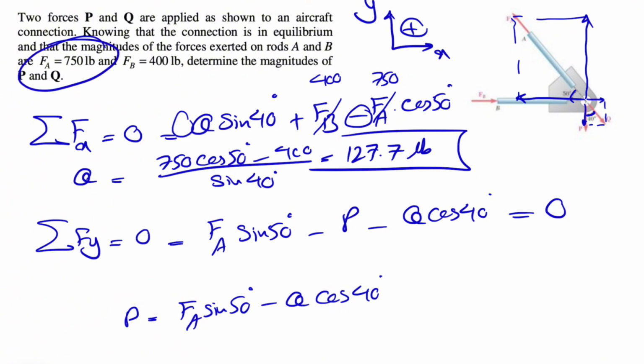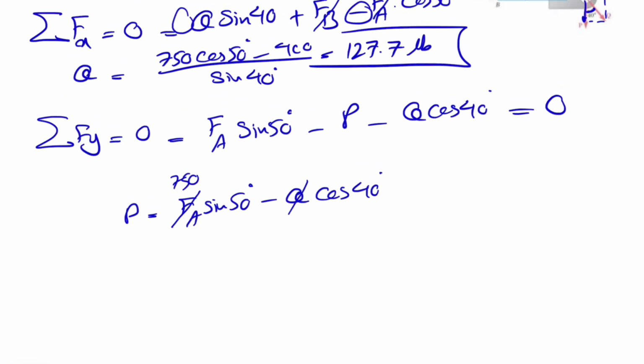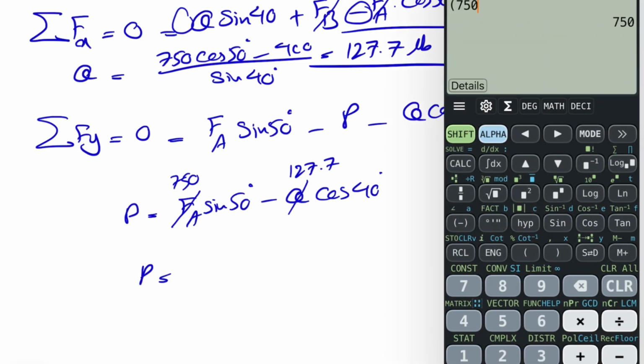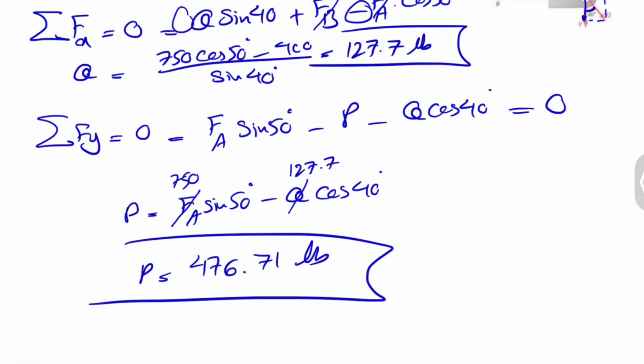So FA from the question is 750, and our Q is what we found in the previous step, 127.7. Let's calculate P. So 750 sine of 50 minus 127.7 cosine of 40 is going to be 476.71 pounds. And that would be the final answer for this question.